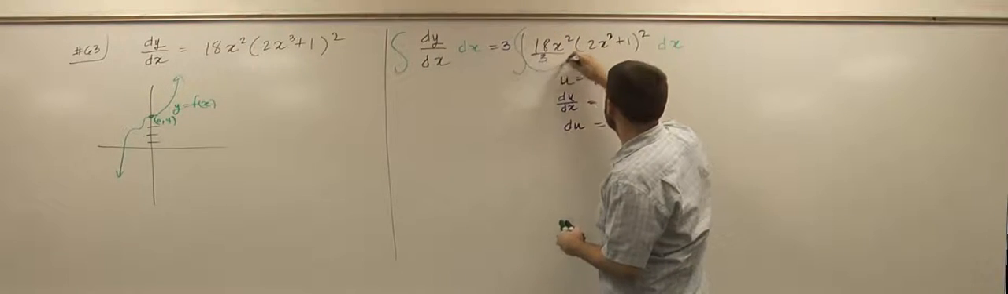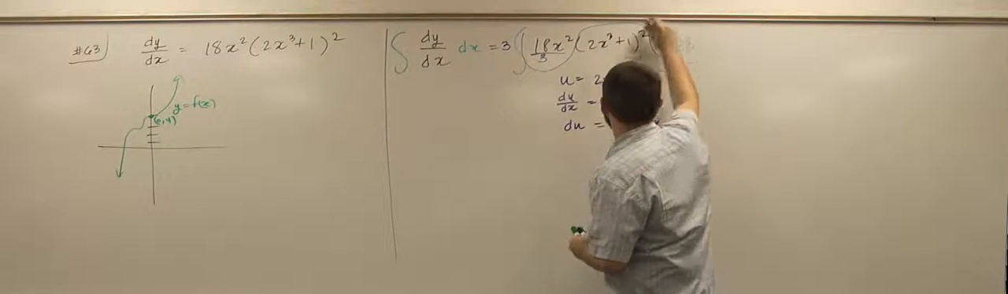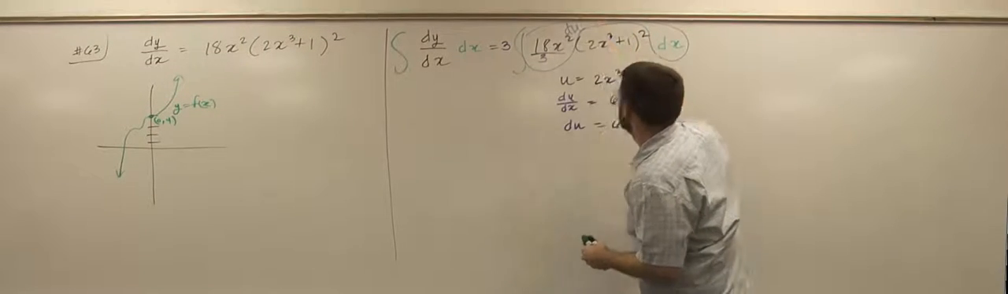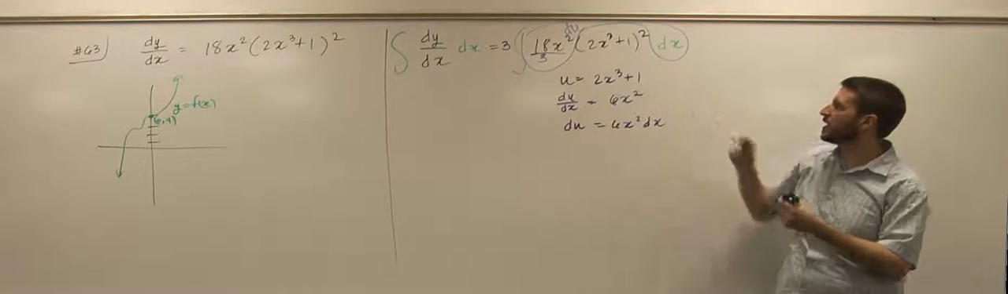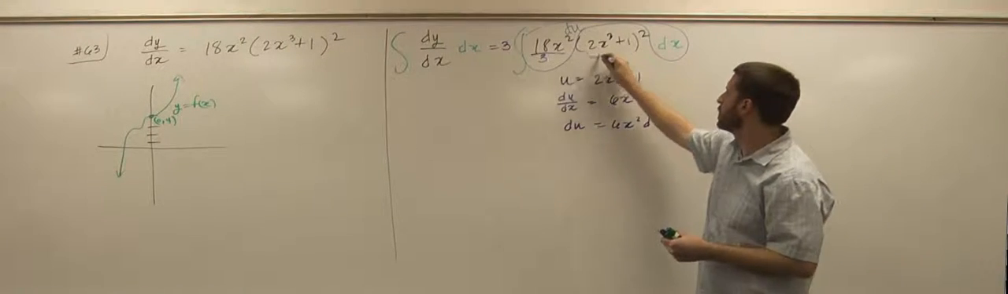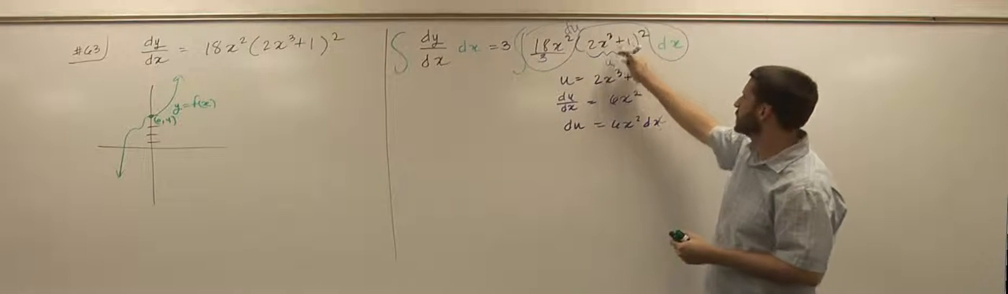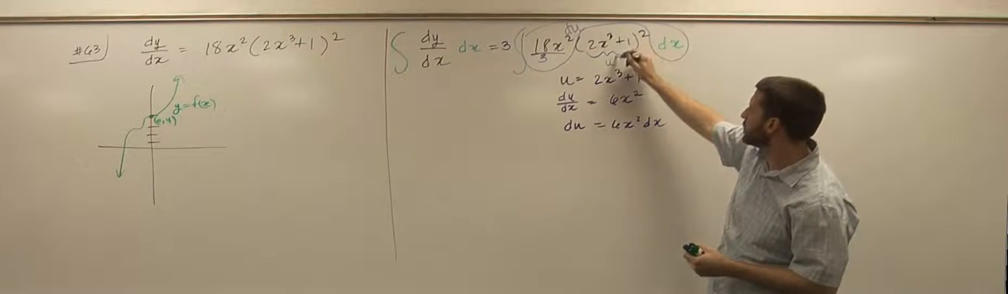So this guy right here is my du. Right, that's 6x squared dx. But then this guy in here is u squared. This guy's u, and then we have a square left over.